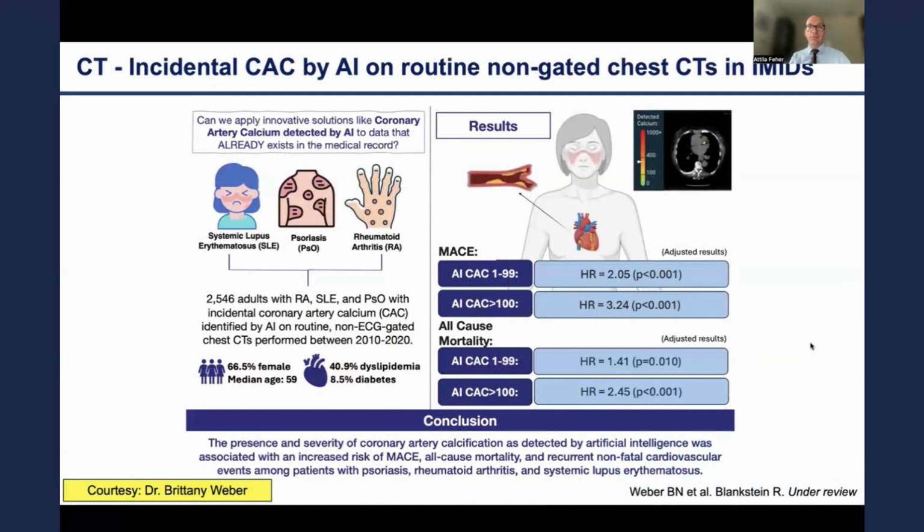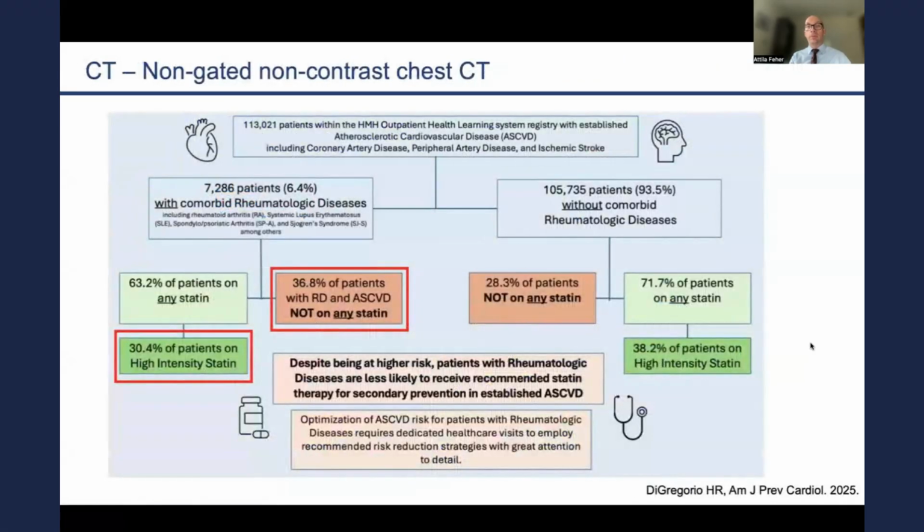As I said, AI can be used to evaluate these non-gated chest CTs in inflammatory disease patients, and this is a publication that is hopefully soon to come out from Brittany Weber, using AI to quantify coronary calcium in non-gated chest CTs, and she nicely demonstrated that an increased calcium score is associated with increased risk of MACE and also all-cause mortality in these patients. This AI assessment of calcium is not available in all centers, but I think it's getting more and more popular.